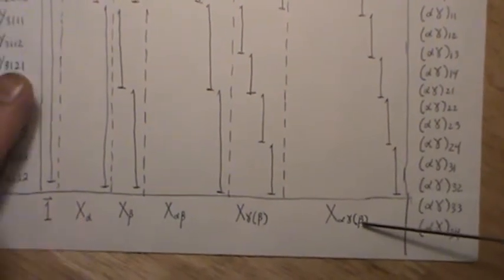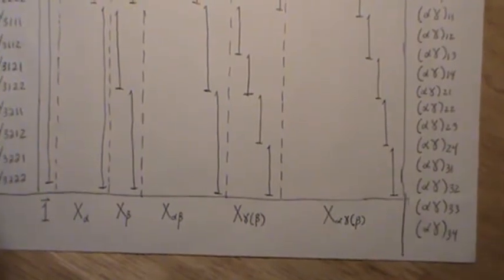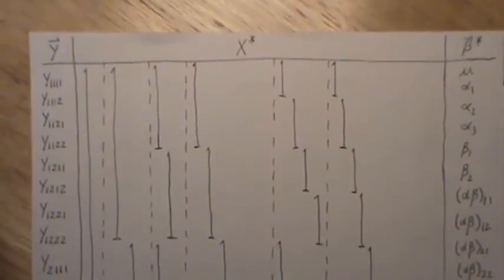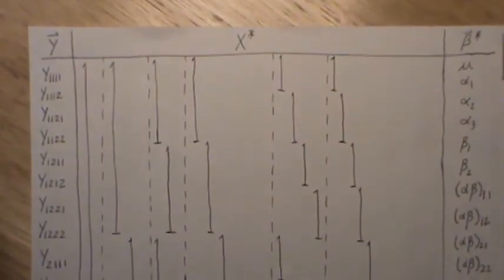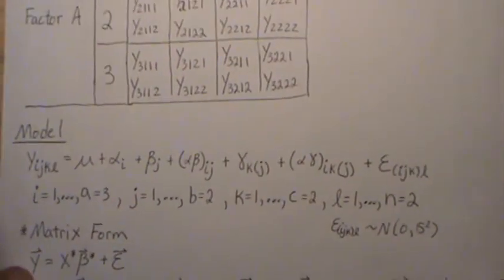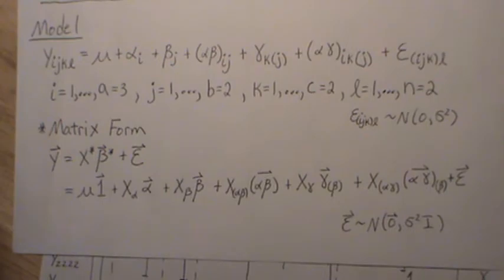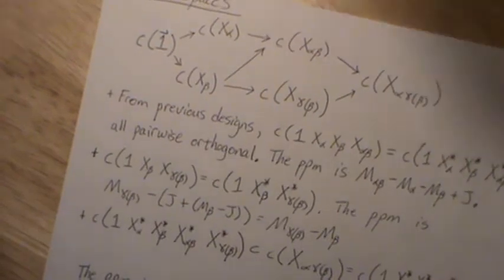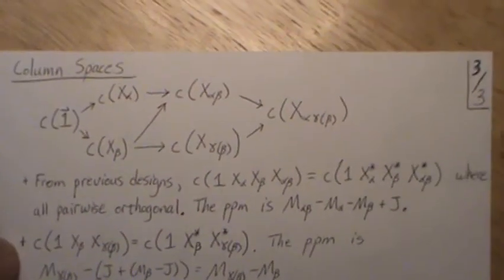And since it's nested, it means that it gets its own effect, its own parameter. And that's it. So anyway, for me, I just find these design matrices so informative of what these models are actually saying. Okay, so if it helps you, that's why I do it. Now the column spaces of the design matrix look like this.